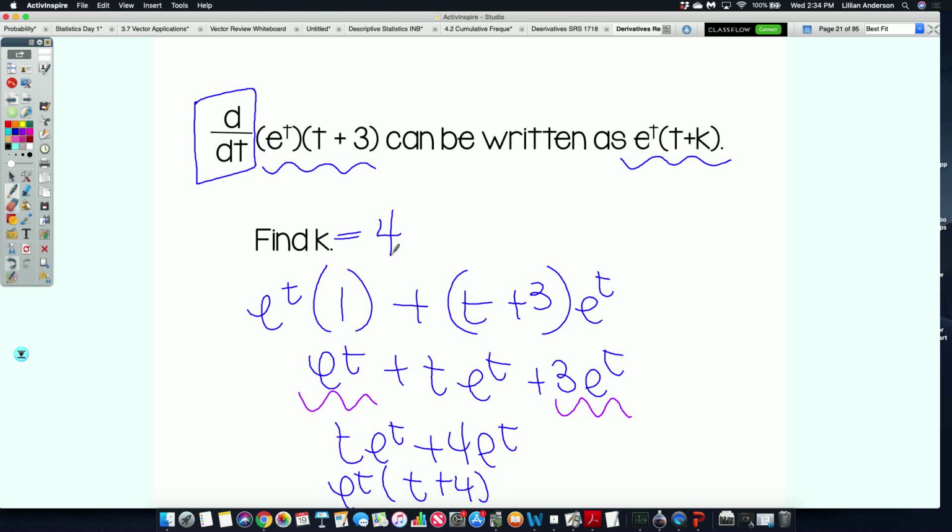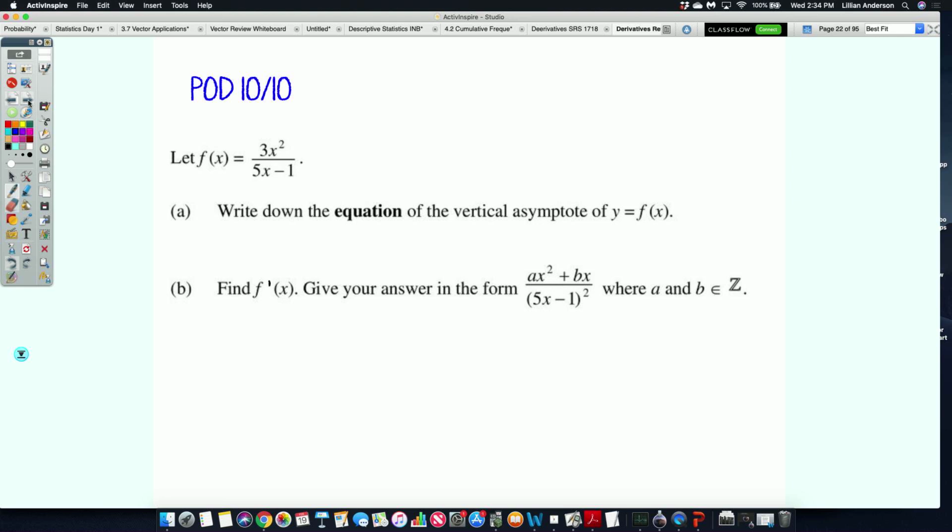Wait, I just need to check a minute. So use product rule. First times the derivative of the second, second times the derivative of the first. Oh, okay. Thank you. Alrighty.